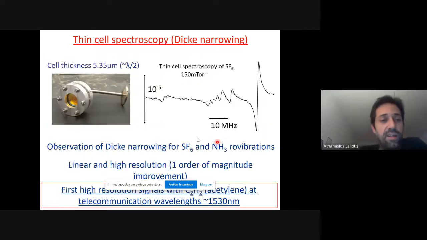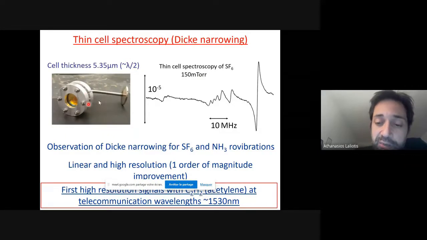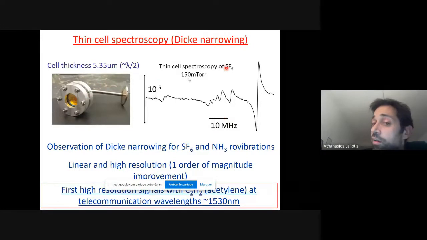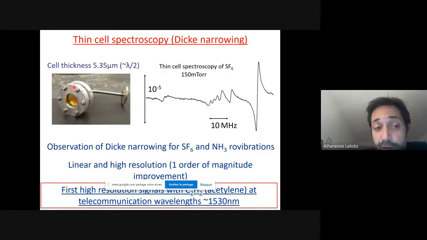Okay, just a quick presentation of where we're at so far. This is a thin cell that we've actually fabricated, whose thickness is about 5 microns, about lambda over 2, because lambda is 10 microns in the case of SF6 and NH3. And this is the signal of SF6. You can see that the signal-to-noise ratio is much better because we've improved our setup and because you naturally have more signal with thin cells. So this is very good news for us.